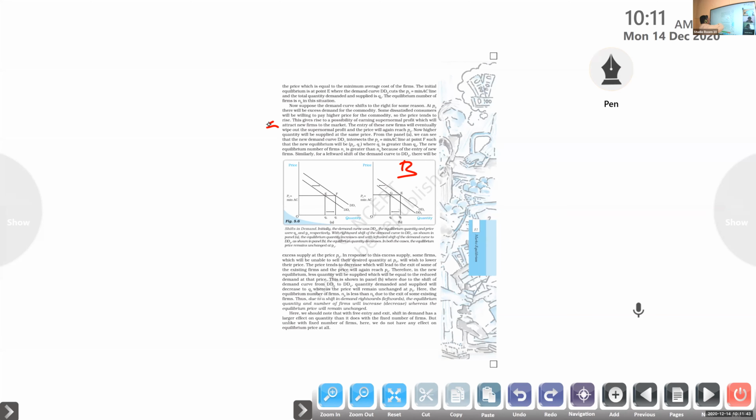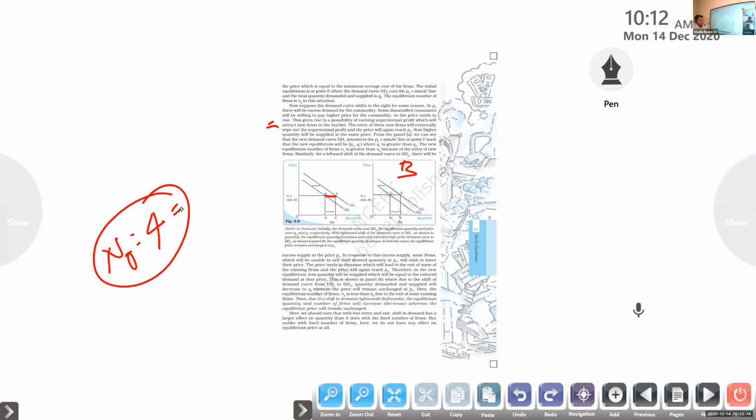So what will happen there? Demand for the commodity increased. Okay, the number of firms is not changing, the same number of firms. For example, the number of firms is 4. For these 4 firms, they are able to create more profit if the demand curve shifts rightward. So these 4 firms are producing more profit. It will attract others also, right?